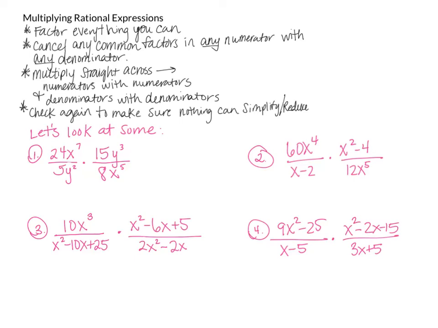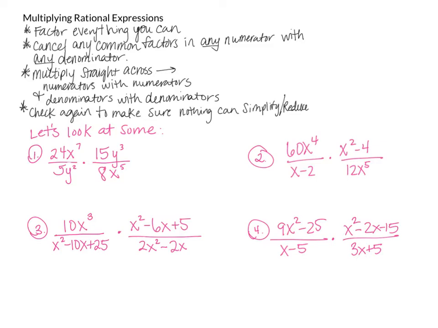All right, so here we want to look at multiplying rational expressions. So the first thing that we want to do is factor everything that we can. Some things will already be factored, some things won't be able to be factored. So if you can, you want to factor, whether it's a numerator, denominator, anything.